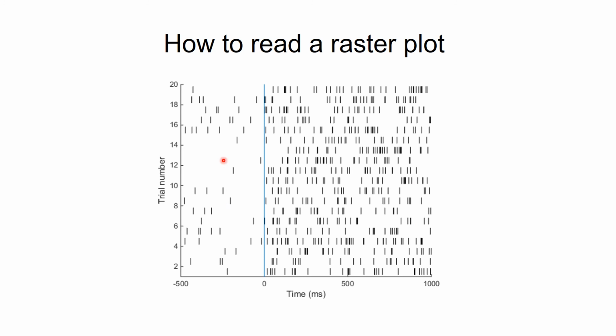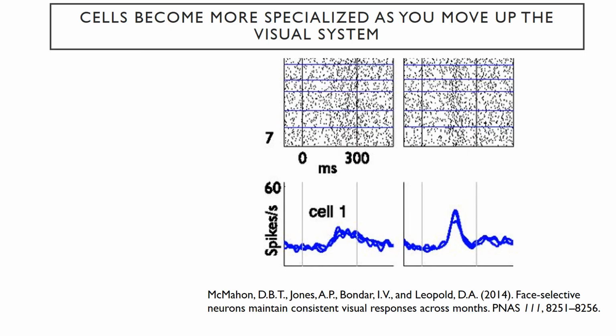You just look across the different trials, and it shows you clearly that something that's being presented at time 0, whatever this blue line is, is causing this neuron to increase its firing rate. Okay. So that's how you look at a raster plot.